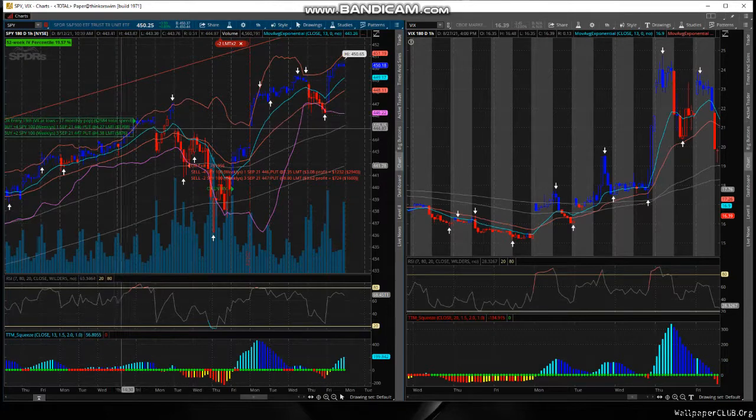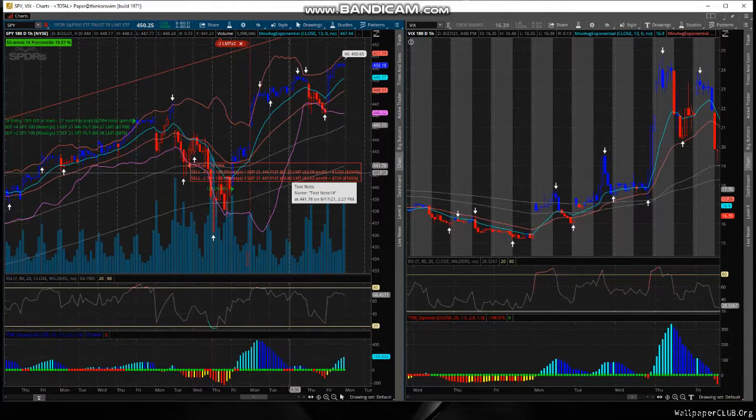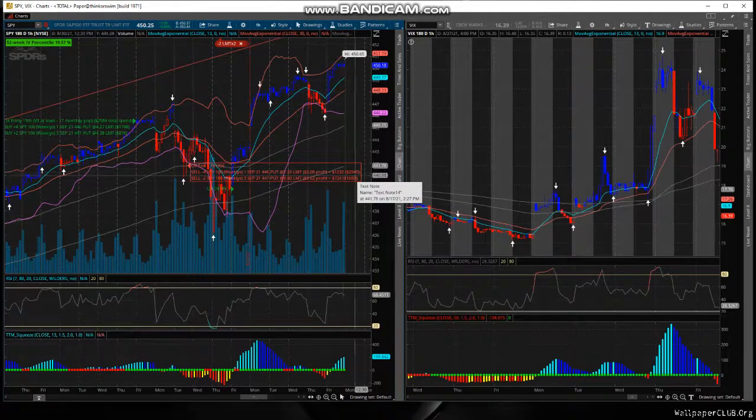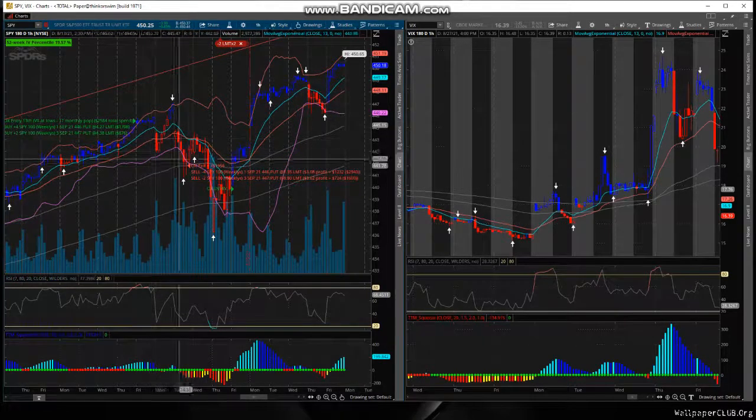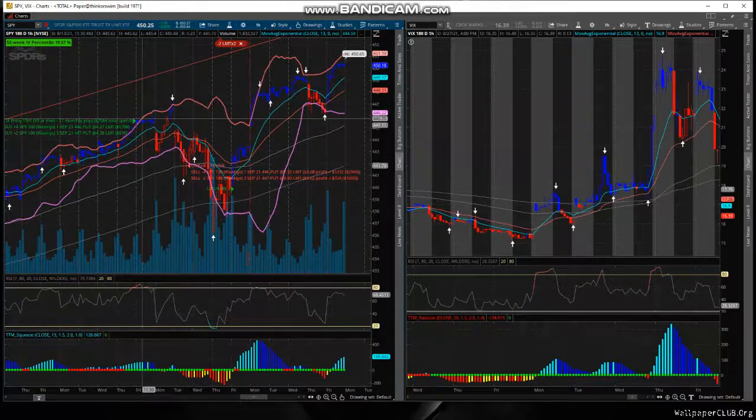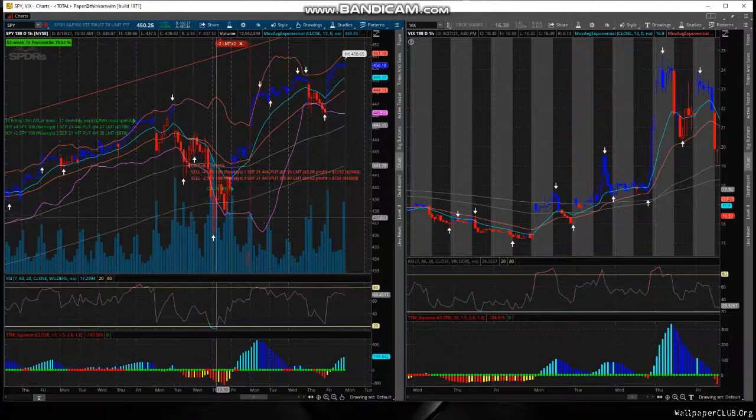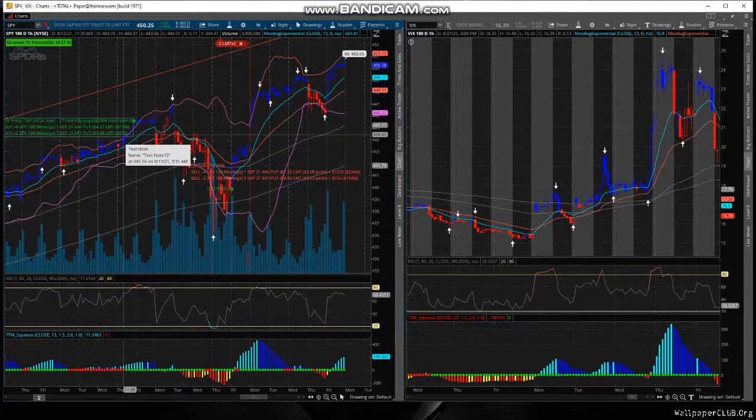My 446 puts that I bought for 17 cost me $1,700. I sold them for nearly $3,000, or a $1,200 profit. And keep in mind that I sold it only from this level down to this level. It actually dropped twice as much. The two puts that I bought for 438, or $876, I sold for $8, or $1,600. So basically I made nearly 100% profit or return on my money.